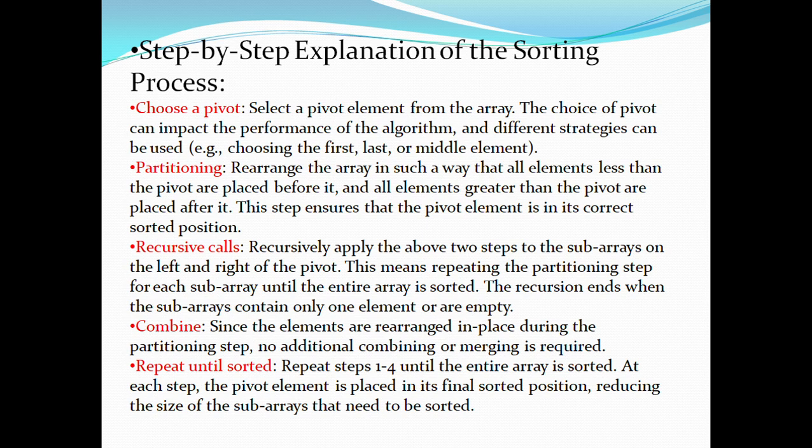So the fourth one is combine. Since the elements are rearranged in place during the partitioning step, no additional combining or merging is required. The fifth one is repeating until sorted. Repeat steps 1 to 4 until the entire array is sorted. At each step, the pivot element is placed in its final sorted position, reducing the size of the subarrays that need to be sorted.